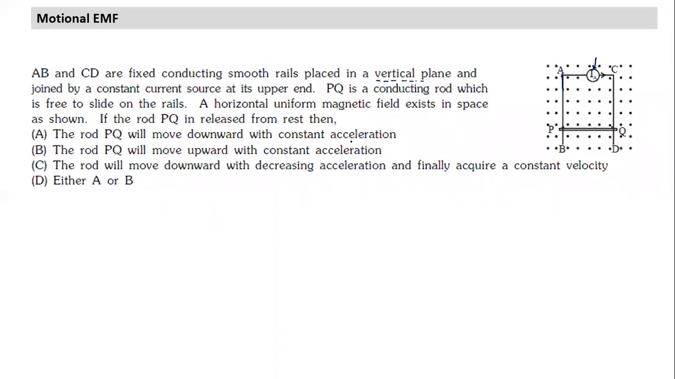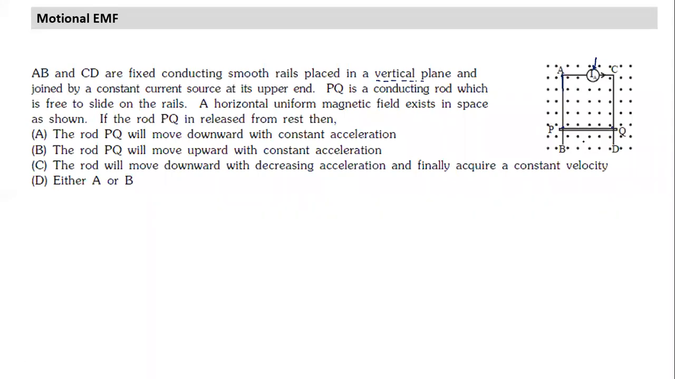The question is asking, if we release the rod, will it first of all move with constant acceleration? Will it move with non-constant acceleration? Will it move upwards? Will it move downwards? How do I figure it out? So this becomes a laws of motion question. I need to look at which forces are acting on the rod. Since it's a smooth rail, friction is not acting.